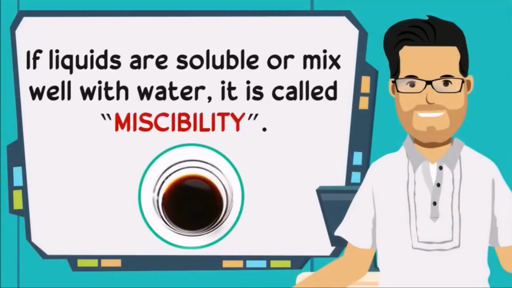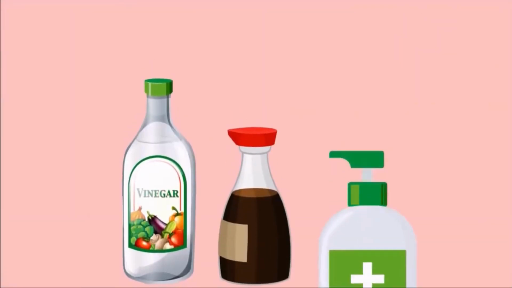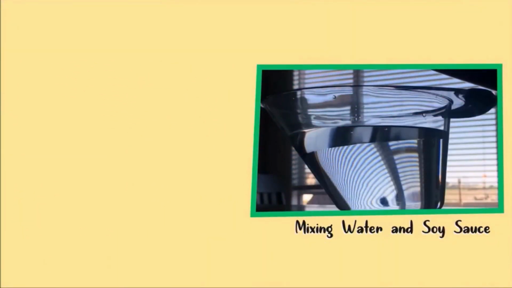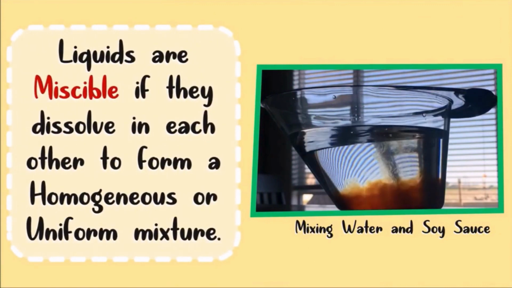Salt, sugar, and coffee powder are all solid. But did you know that there are also liquids that are soluble in other liquids? That's right. If liquids are soluble or mix well with water, it is called miscibility. Liquids like vinegar, soy sauce, and alcohol are miscible in water. Liquids are miscible if they dissolve in each other to form a homogeneous or uniform mixture.